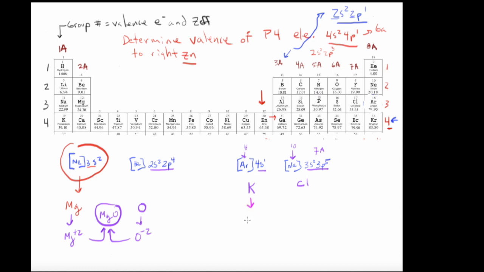K is out of group 1A, so when it ionizes, it's going to be K+. And the Cl is out of group 7A, so when it ionizes, it's going to be Cl-. So these two guys are going to combine to form the following compound, KCl.